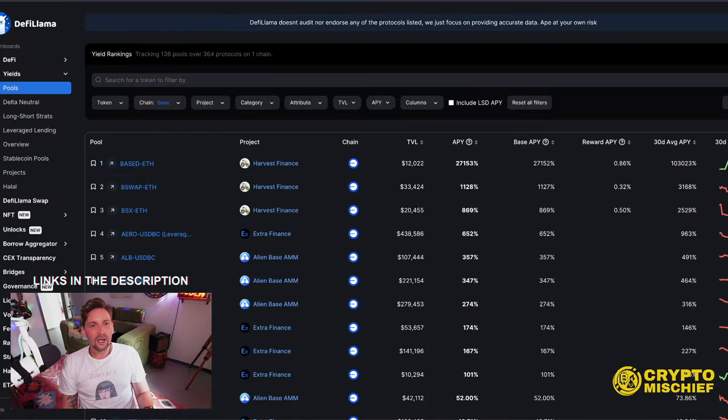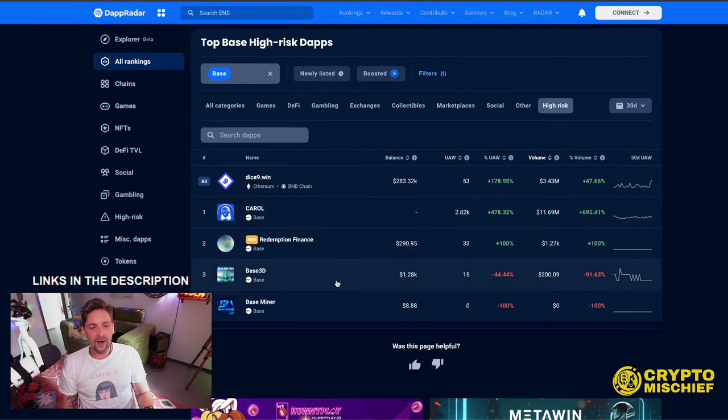Yes, it would. Anyway, we have Redemption Finance, Base 3D, Base Miner. So these are probably dead. The volume's down 91%. There's only 15 users, average users. Redemption Finance, we're going to look at later. It's a farm. Looks like it is about to launch.